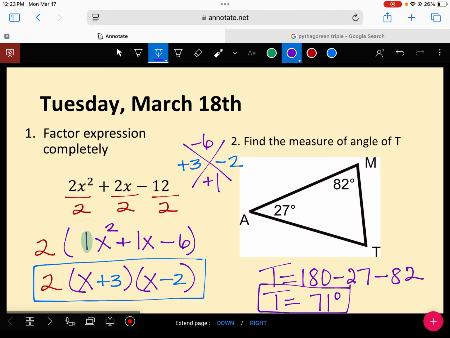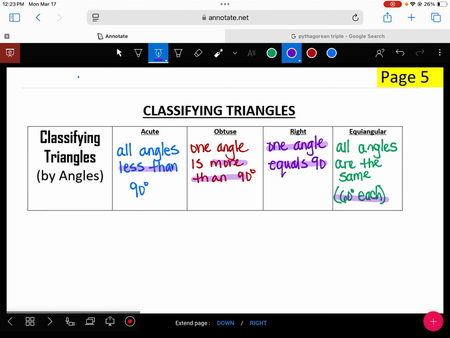Take out your note packet and go to page 5. Pause the recording and copy down each one of these definitions.